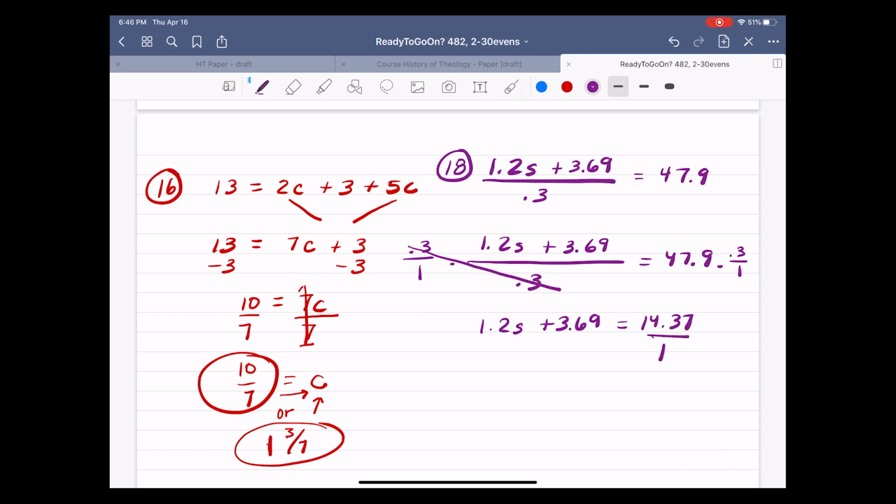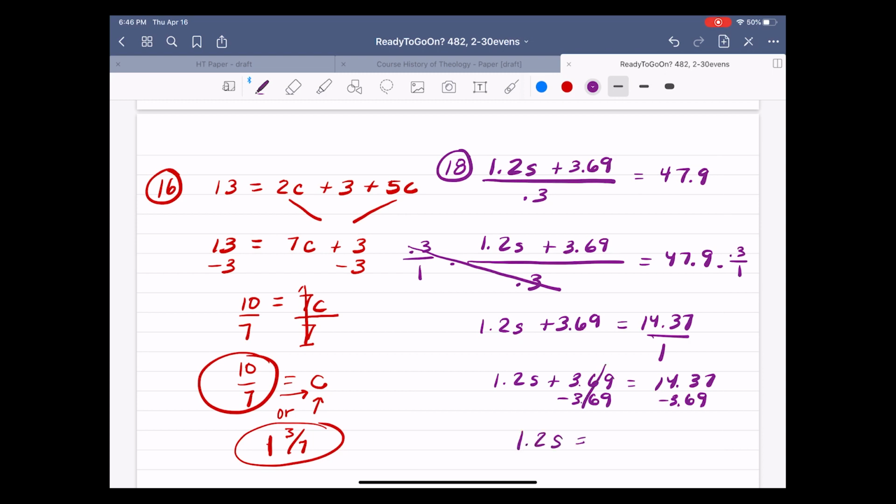14.37 over 1. Which is simply 1.2s plus 3.69 equals 14.37. I want to get rid of the 3.69. If I subtract it from the left, I've got to keep it balanced and subtract it from the right.